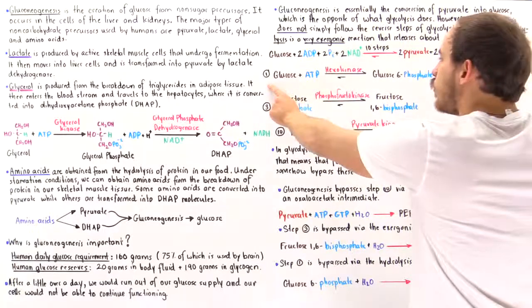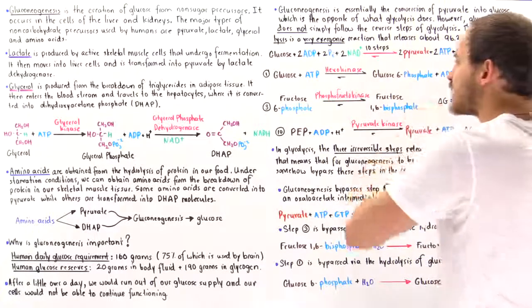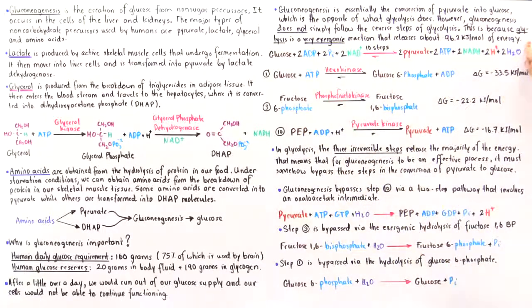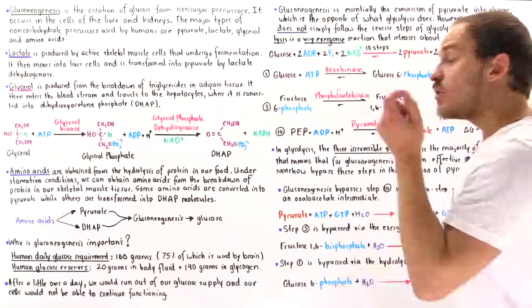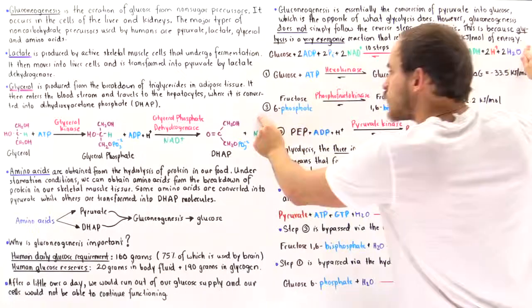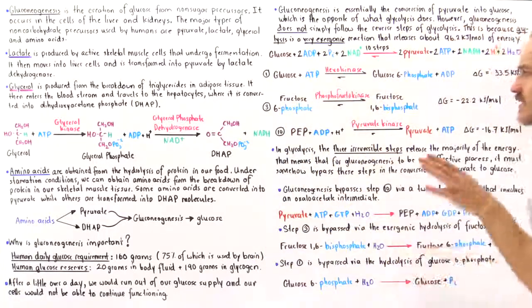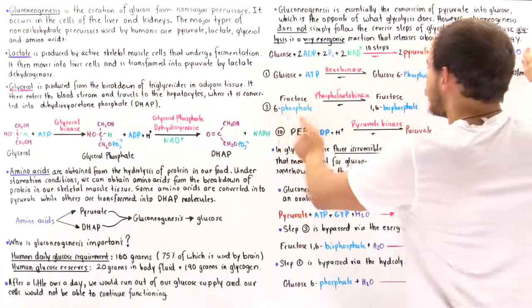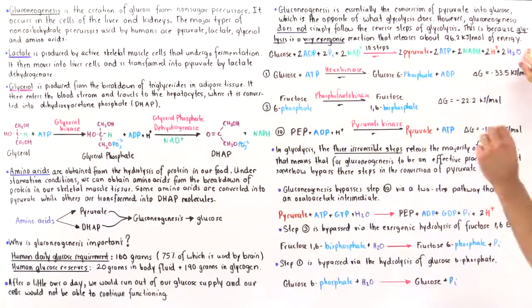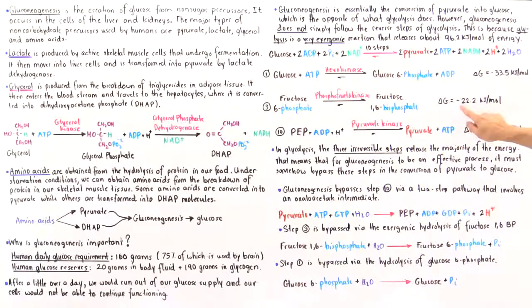So remember, in step 1, we take glucose, use up an ATP molecule. In the process of hexokinase, we transform that into glucose 6-phosphate. And this releases 33.5 kilojoules of energy. Step 3, which is the committed step, is catalyzed by phosphofructokinase. In this step, we transform fructose 6-phosphate into fructose 1,6-bisphosphate. And this is also an exergonic process that releases 22.2 kilojoules per mole of energy.